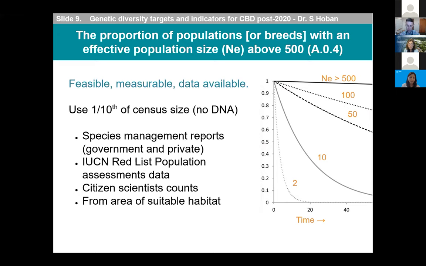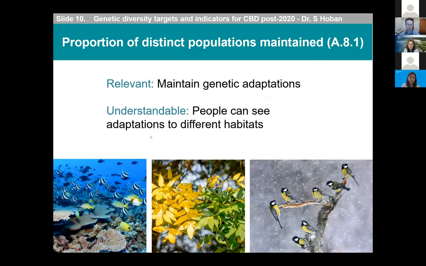This is measurable. There is data available, as you will see from examples from countries in the next presentations. We simply need the census size of each population. This can be obtained from a variety of sources: species management reports, red list assessments, citizen science counts, and from the area of suitable habitat. And you will see examples of this throughout today.